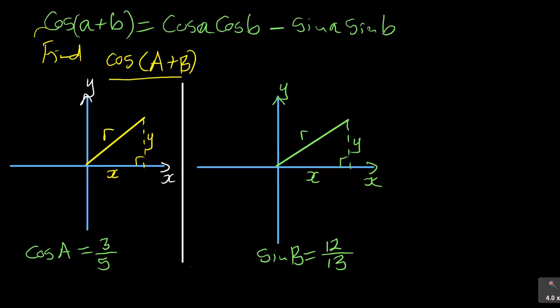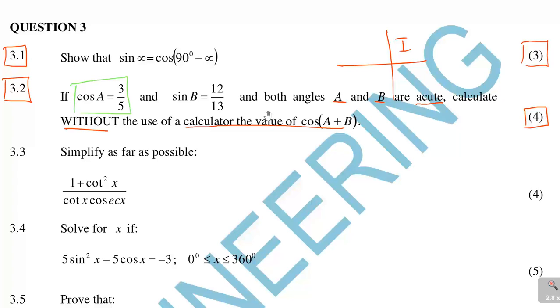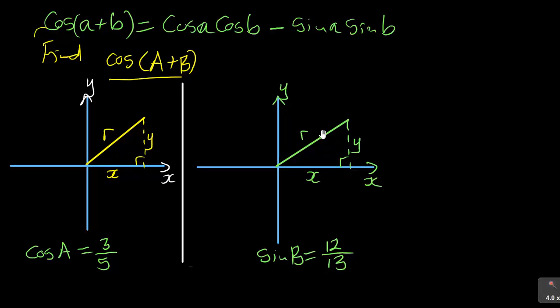The question is, if that and that are angles, both angles are acute, meaning they are in the first quadrant, calculate without the use of a calculator that. So first quadrant, that is where we're drawing everything. Now you need to know what is cos. Remember, cos theta is equal to, in terms of x, y, and r, x over r. And sine theta is equal to y over r.